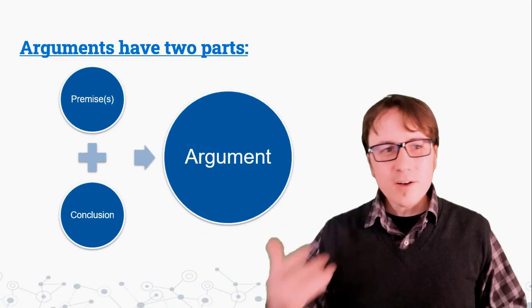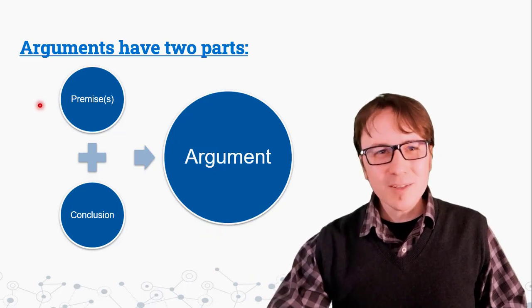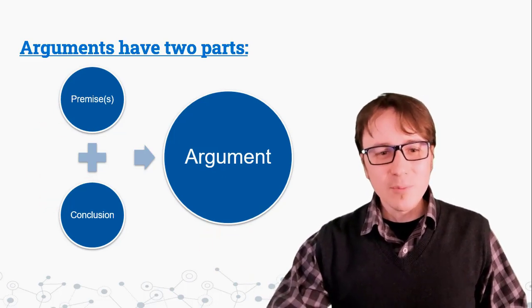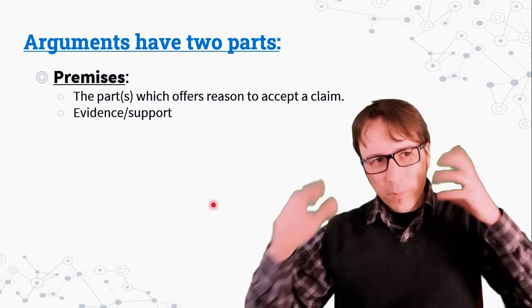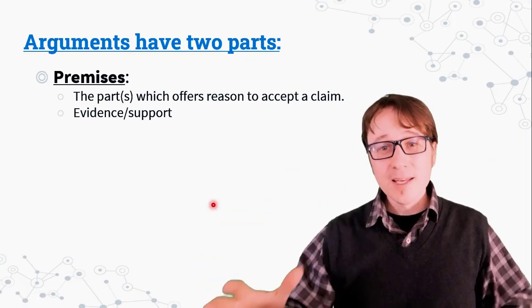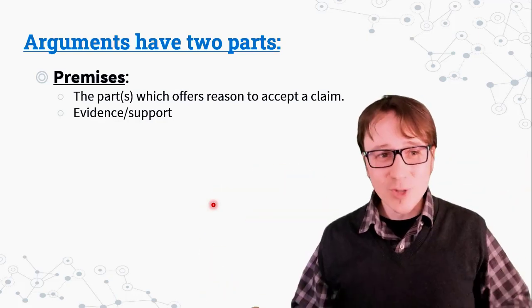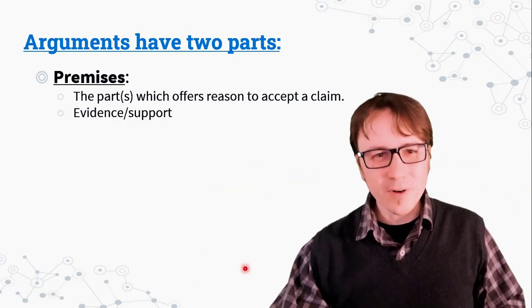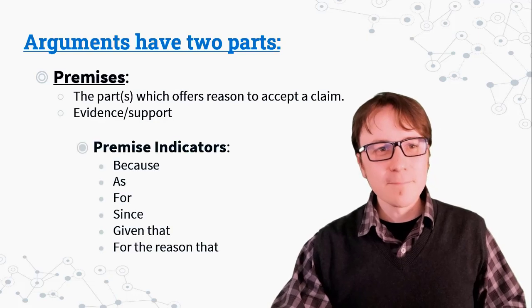So what are the parts of an argument? Well, you need to have at least one premise and you need to have a conclusion. And what does that mean? Well, a premise, this is the part that offers a reason to accept the claim, and you can have many of them if you'd like. They're the evidence or support behind whatever claim you're trying to make.